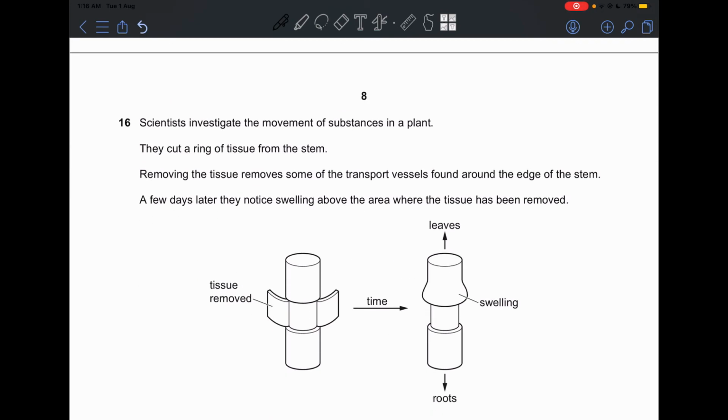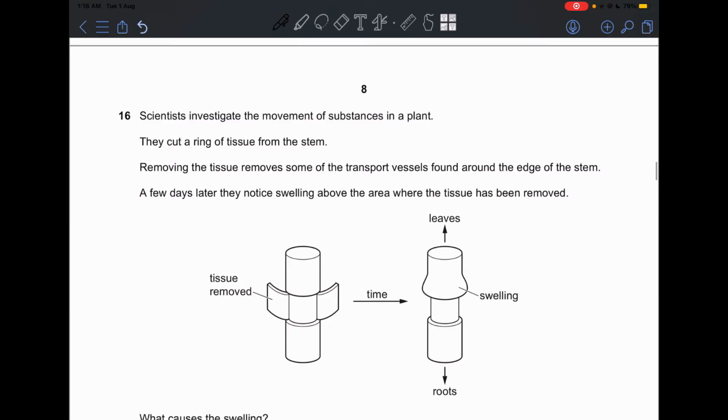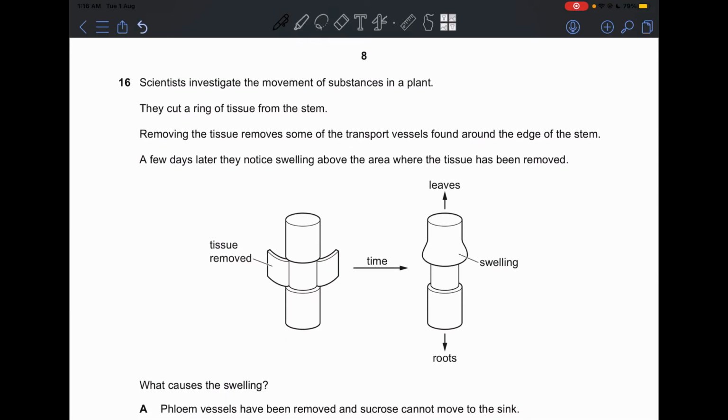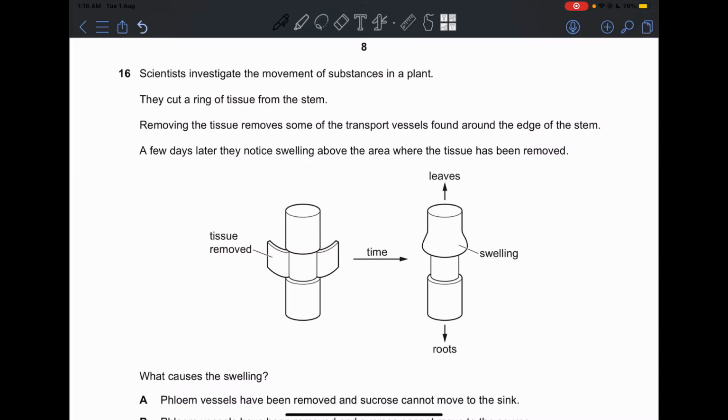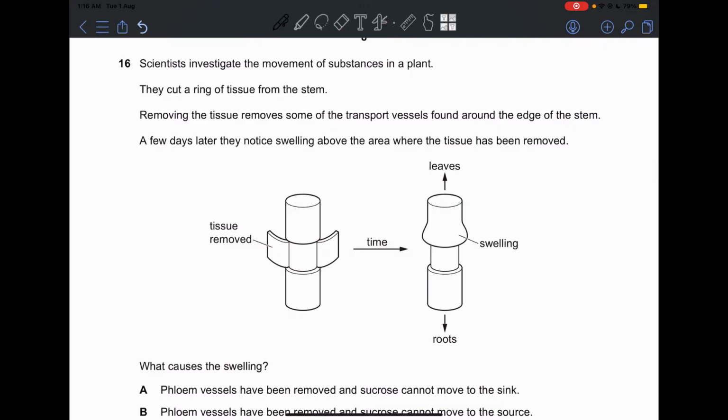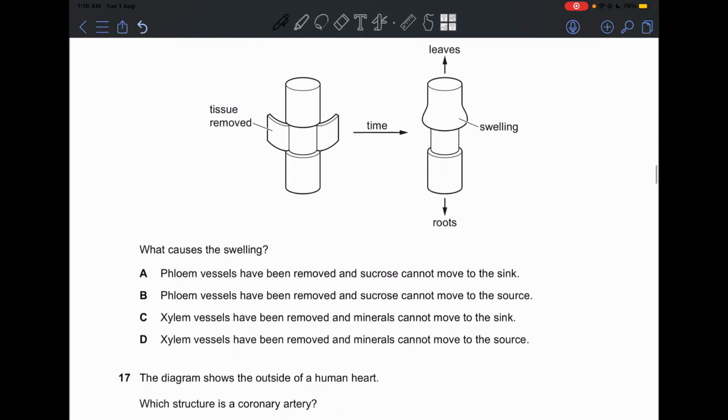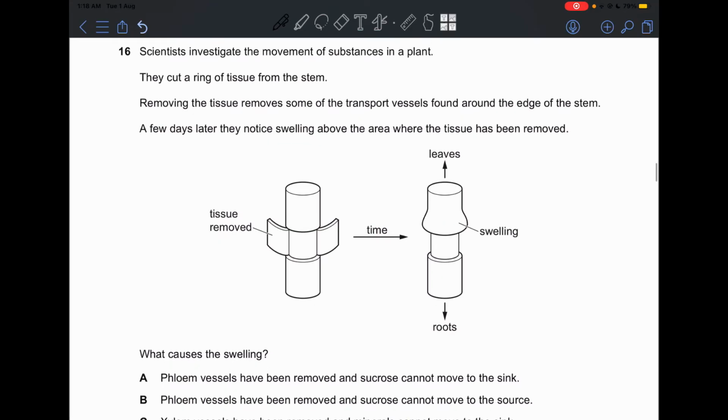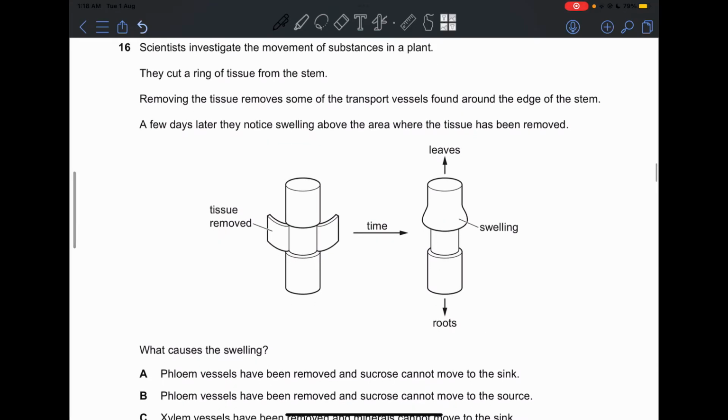16. Scientists investigate the movement of substances in a plant. They cut a ring of tissue from the stem. Removing the tissue removes some of the transport vessels found around the edge of the stem. A few days later, they notice swelling above the area where the tissue has been removed. What causes the swelling? Now, the swelling actually occurred because they removed the tissue, which removes the transport vessels such as phloem and the xylem.